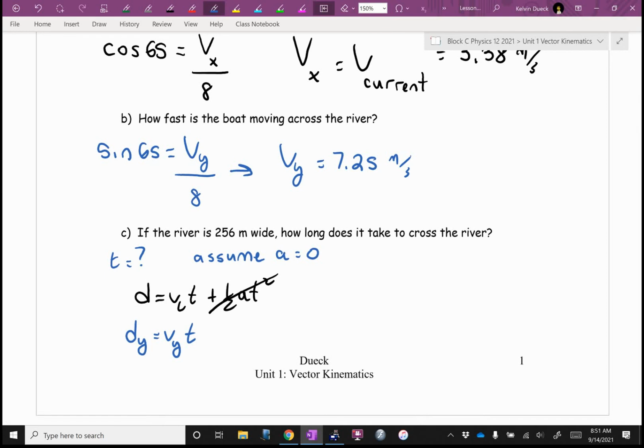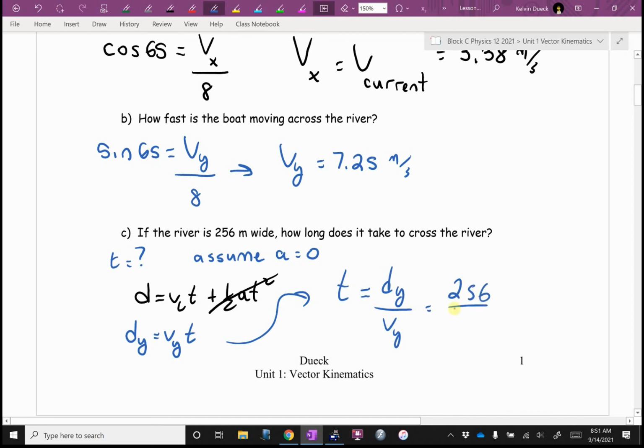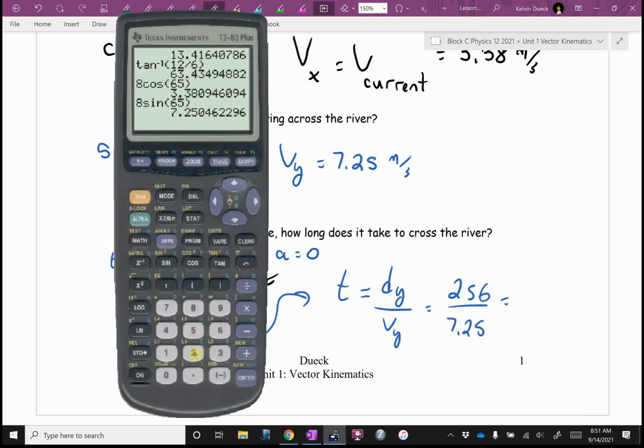Owen, what did you say I'm trying to find? How would I get the t by itself? Divide by what? Yeah. The time to cross is going to be the vertical distance divided by the vertical velocity. It's going to be 256 divided by 7.25. And I think I still have 7.25 on my calculator. So I'm going to go 256 divided by answer button just because. How long will it take to cross? 35.3 seconds.